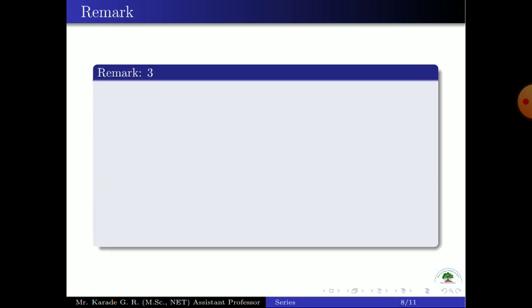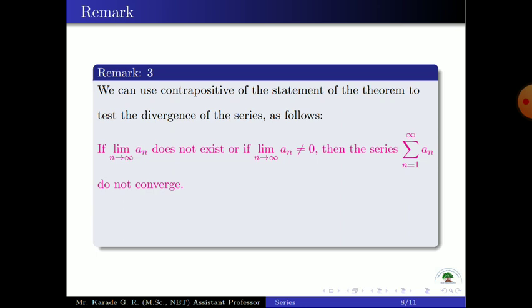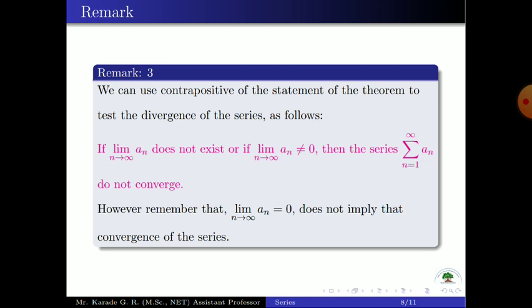Now consider remark number 3. We can use the contrapositive of the statement of the above theorem to test the divergence of a series as follows. If the limit of An is not equal to 0, or the limit of An does not exist, then the series summation An, n equal to 1 to infinity, does not converge, meaning it is divergent. We will use that statement while solving the examples. However, remember that limit An equal to 0 does not imply convergence of the series.